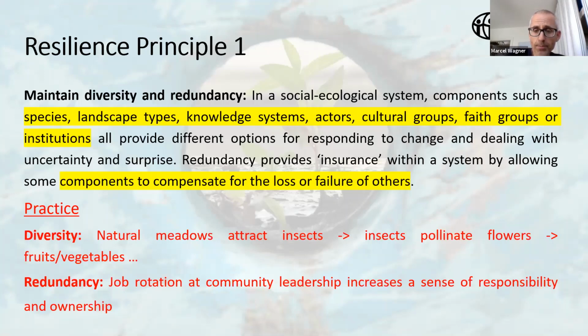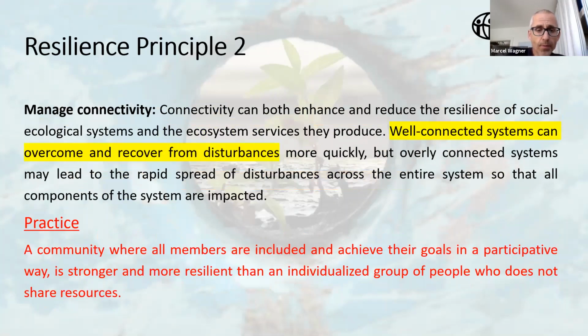Next one, principle 2. Manage connectivity. Connectivity can both enhance and reduce the resilience of social ecological systems and the ecosystem services they produce. Well-connected systems can overcome and recover from disturbance more quickly, but overly connected systems may lead to the rapid spread of disturbance across the entire system so that all components of the system are impacted.